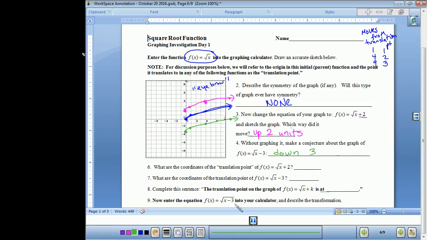You can say up and down. Alright, so where did this one move the translation point? Up to 0, 2. Where did this one? 0, negative 3. So in general, if we add something to the end, that shifts our y up or down.